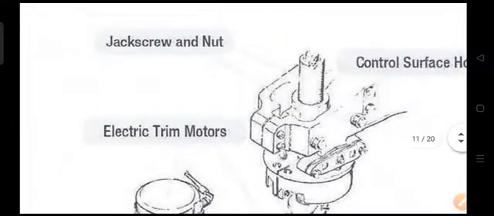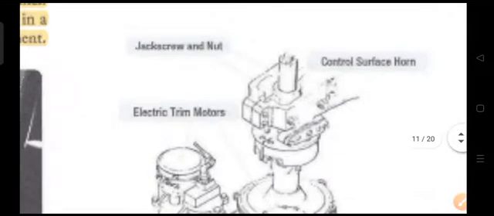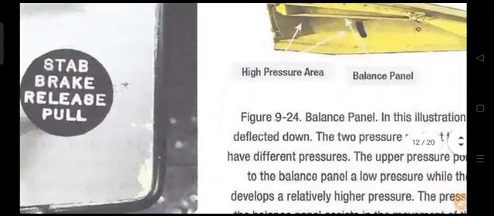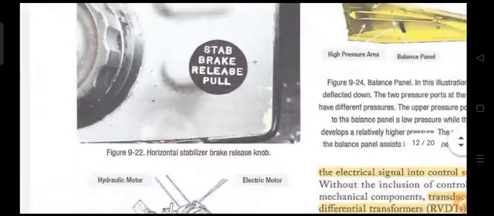And there is the jack screw or the nut that I have already told you about. It is like the actuator piston which moves through a screwing action forward and backward to move the control surfaces.